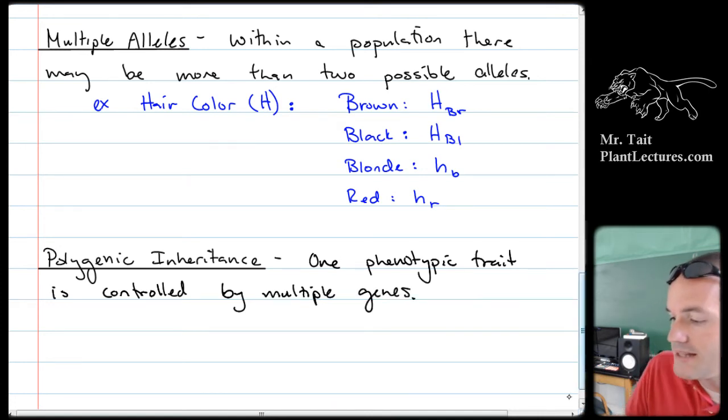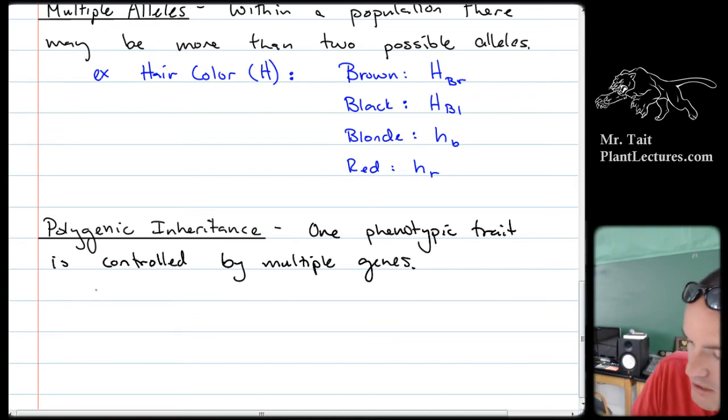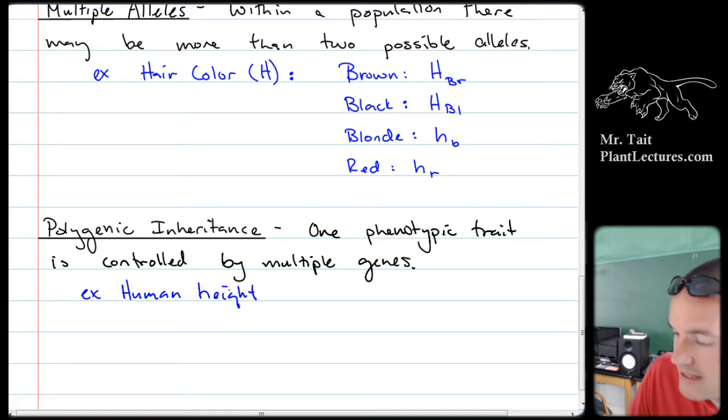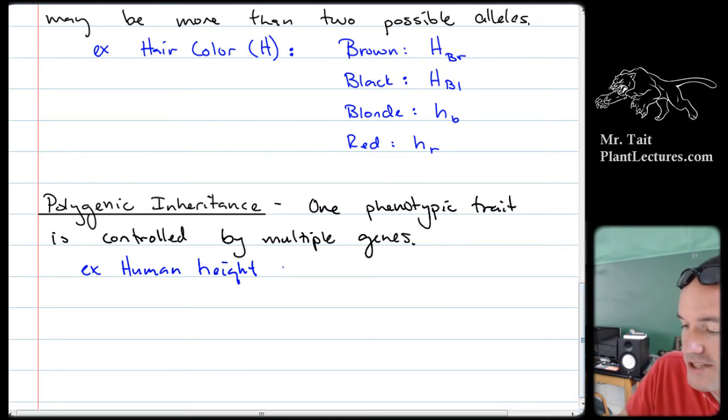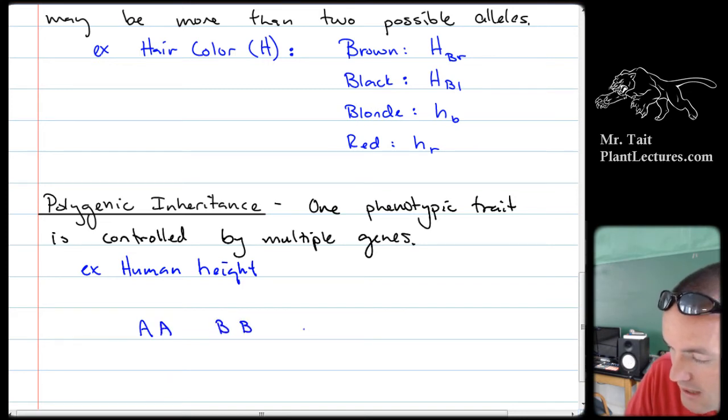Okay, so let's say our example that we're going to use here is human height. And let's say, for the purpose of simplicity, that human height is controlled by 6 genes, right? It's actually way more than that. But for the purpose of us being able to do it in our notes, we'll say that it's only 6 genes that are going to control this. Let's just call those genes A, B, C, D, E, and F.